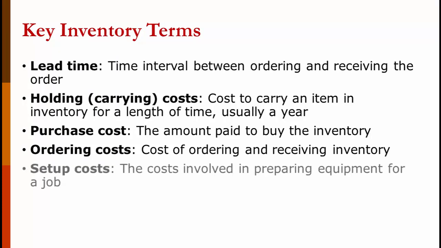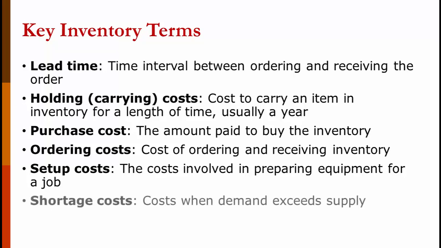When we make it ourselves, rather than ordering it from a vendor, we call it a setup cost instead of an ordering cost, but it's used in the formulas exactly the same way. Finally, there's shortage costs. These are costs that we incur when demand exceeds supply, so we run out. This is loss of goodwill, loss of sales. It's hard to get a firm grasp on shortage costs, and it's usually just estimated.